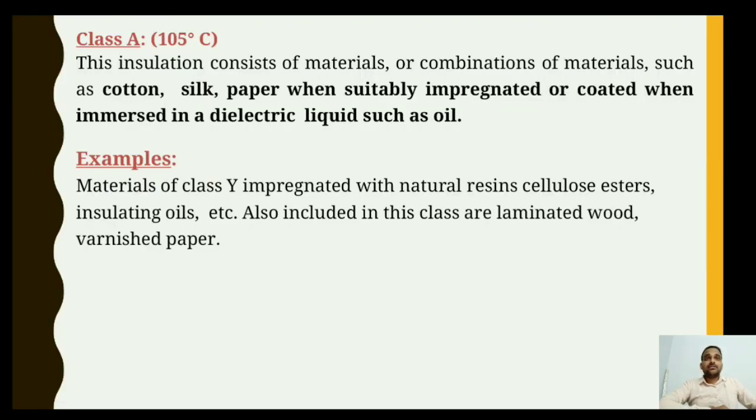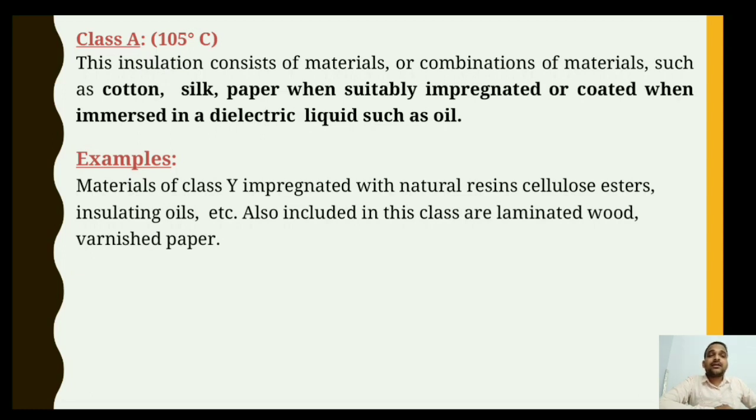Now the next class is class A. The temperature range is 105 degrees Celsius. Here the insulation consists of materials or combinations of materials such as cotton, silk, paper, when they are suitably impregnated or coated, or when immersed in a dielectric liquid such as oil. Now see, as we are moving forward, the temperature is also increasing. For the first class, class Y, the temperature range was up to 90 degrees, and for class A the temperature range is 105 degrees Celsius.